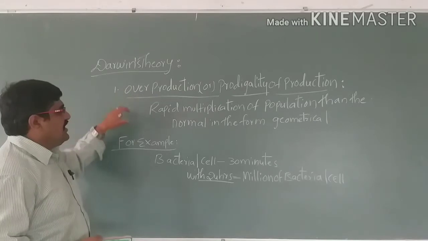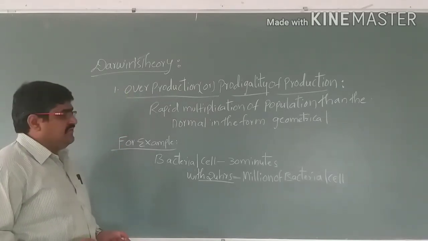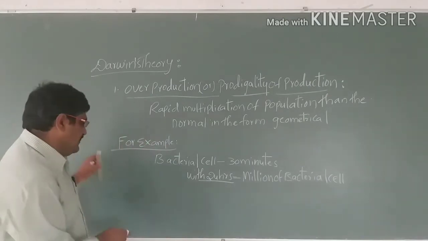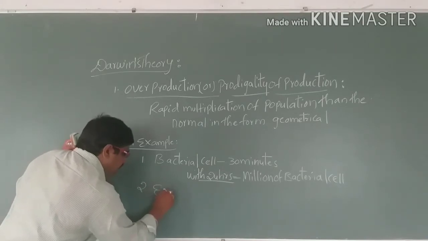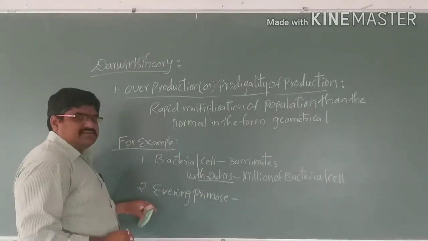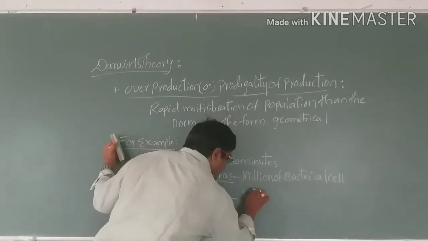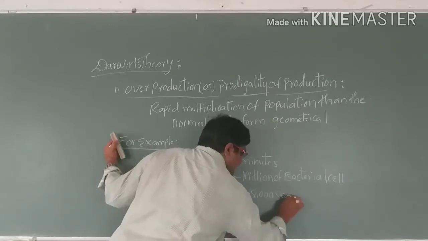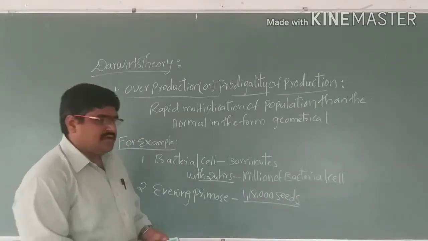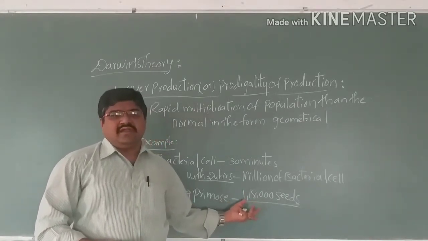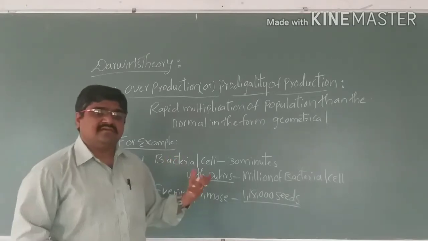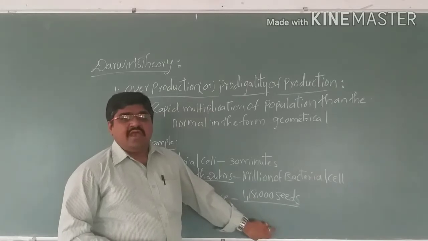So this condition we call overproduction, or prodigality of production, where a rapid increase of a population takes place. Taking another example, primrose plants produce 1,18,000 seeds. If all these seeds germinated, the entire earth would be occupied by these plants only. So only a few of them germinate and the others are eliminated. For this elimination there are various factors present, which help maintain the existing environment.